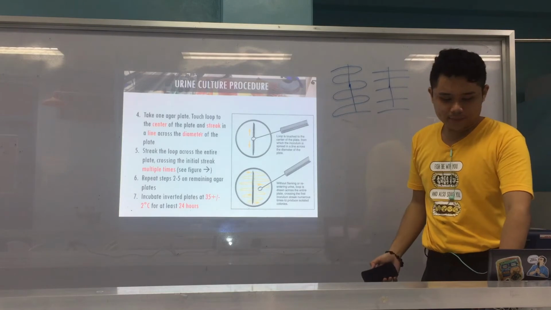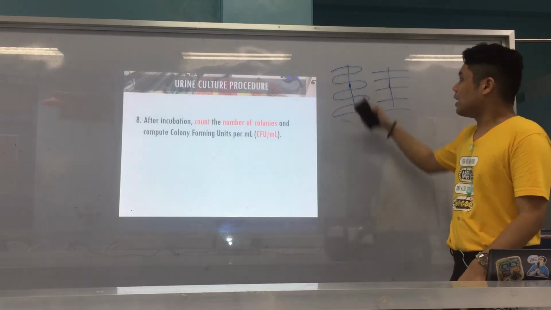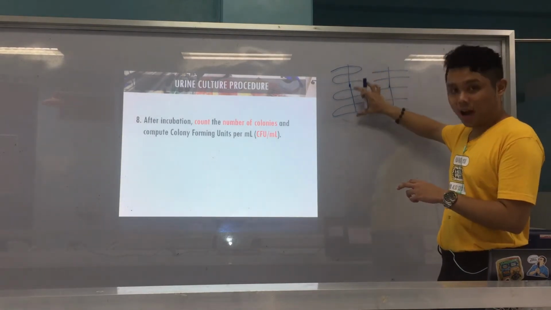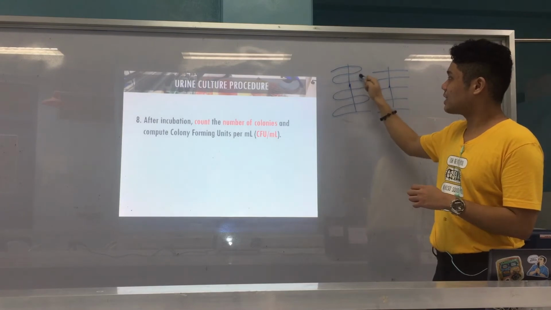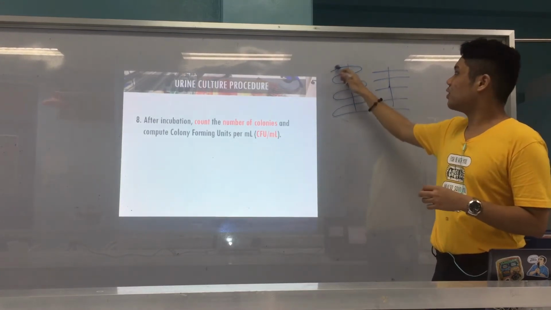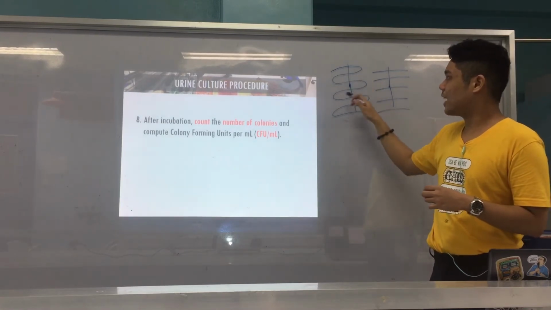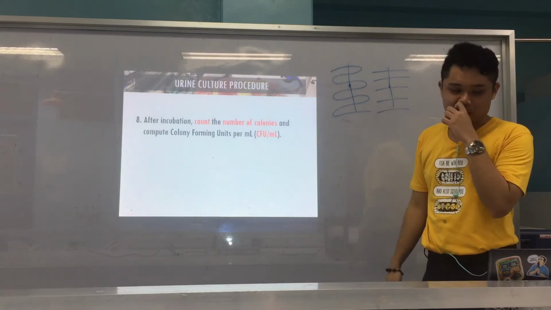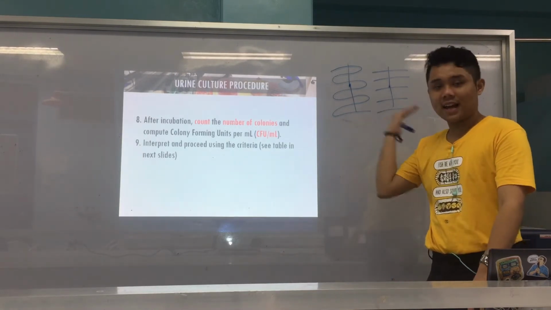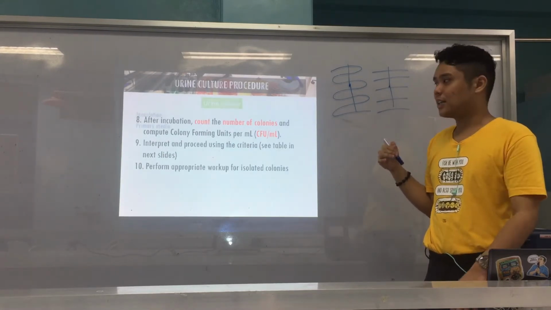Now, after incubation, we count the number of colonies. How do we count the colonies? We count the colonies in the middle and the colonies at the edges, or wherever they grew along our grid streak. Then interpret using the next slides and perform appropriate workup for isolated colonies.